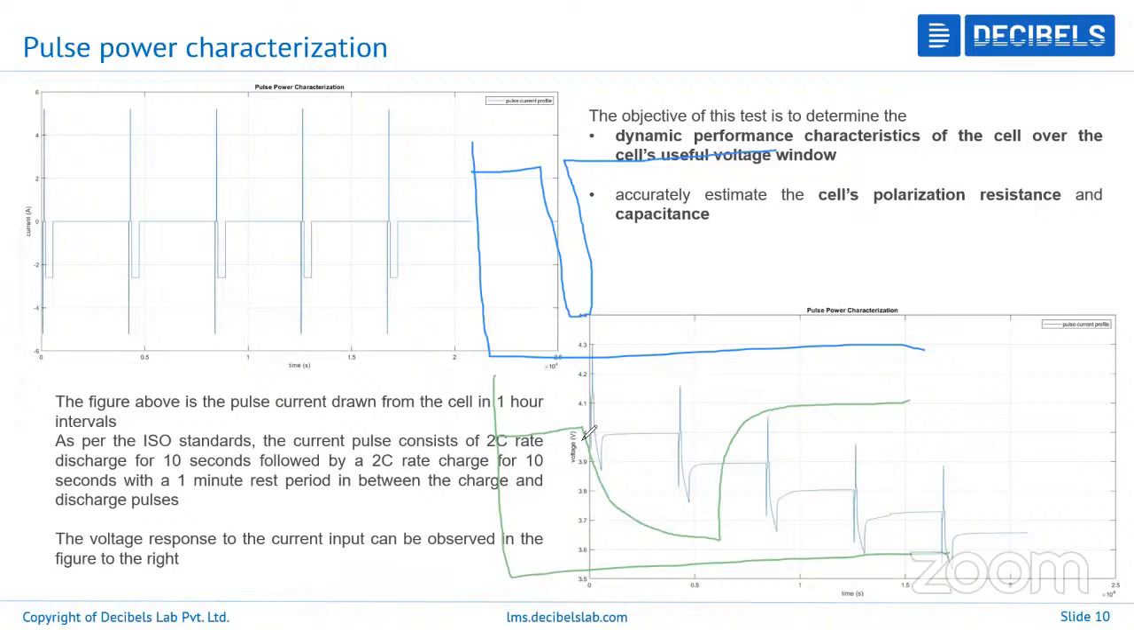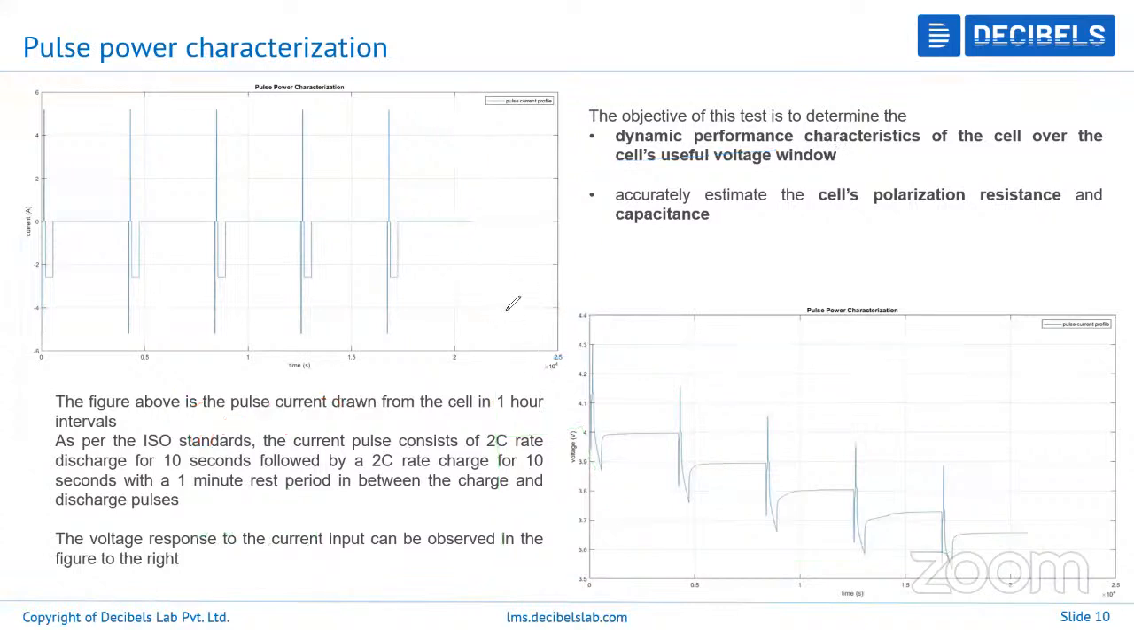And you can estimate the resistance by dividing this entire response into something called the steady state response, and also one more called the transient response. By analyzing these two responses, we'll be able to obtain the resistance and capacitance. So that is the importance of pulse power characterization. This is just one of the current pulses that can be done, but there are many more such pulses.